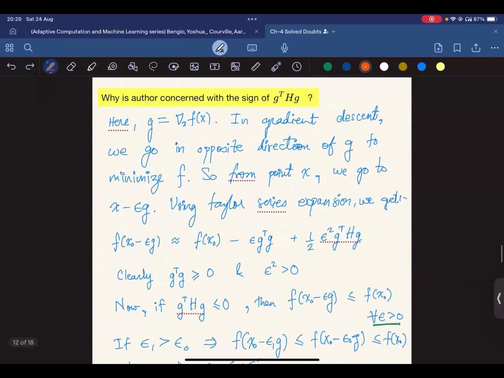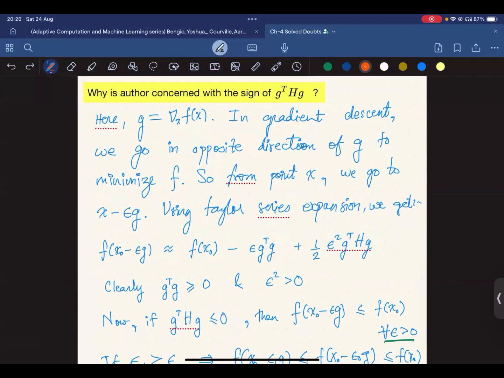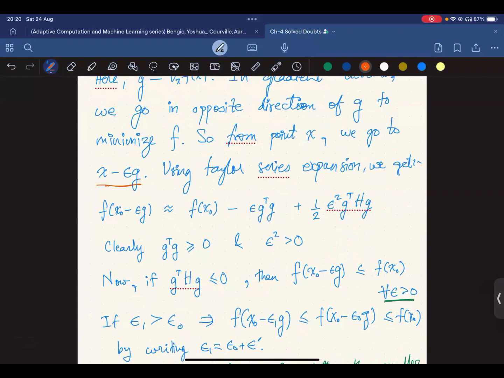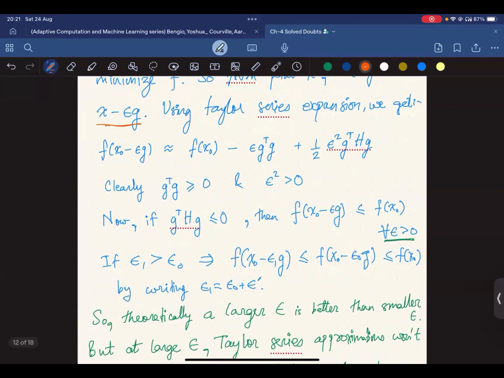So let's just proceed. Okay, so why is the author concerned with the sign of g transpose Hg? As you said, in gradient descent, g is the gradient here. So we go in the opposite direction of the gradient because we know we have to minimize the function, and since gradient points to the maximum deviation in the function, we want to go in the opposite direction of the gradient. Now from point x, if we go to point x minus epsilon g, then using Taylor series again, we have this expression.